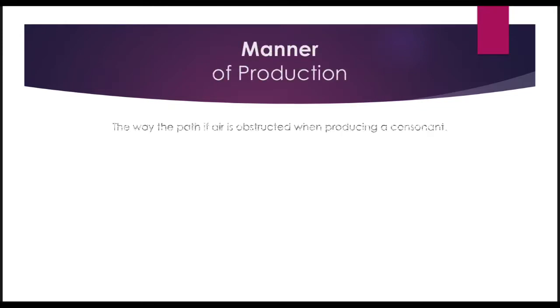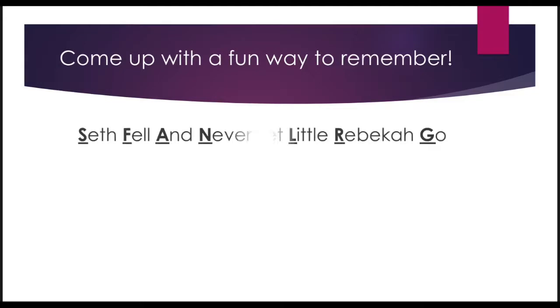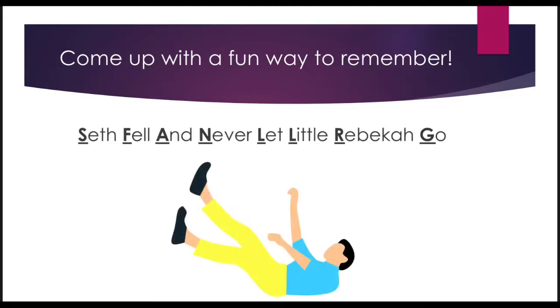Okay, so next we have the manner of production, and manner is the way that the path of air is obstructed when producing a consonant. So we have stops, fricatives, affricates, nasals, liquids, which are broken down into laterals and rhotics, and then we have glides. So a fun way to remember those is to come up with another sentence as well. For me, again, it's a sentence I would never say, but I can remember it. It's Seth fell and never let little Rebecca go.